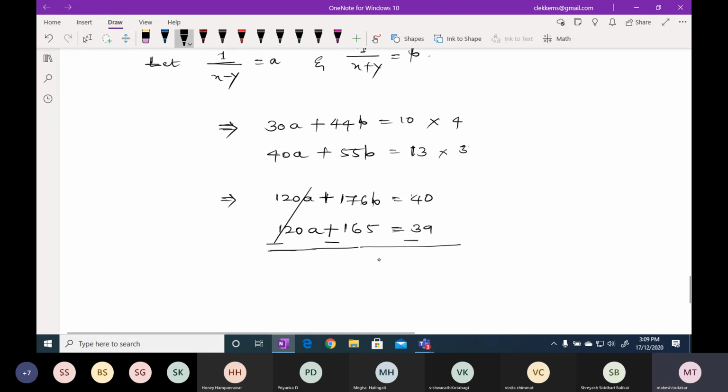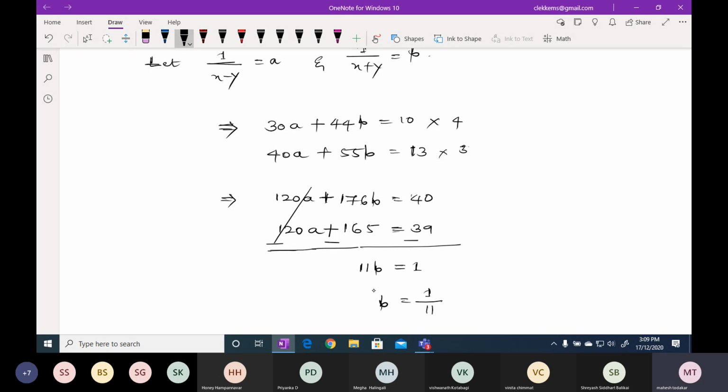176 minus 165, remaining is how much? Is it 11? Yes, sir. 5 and 6. Now 40 minus 39, remaining is how much? 1, sir. Okay, 1 is remaining here. Okay, next. So B is equal to 1 by 11.